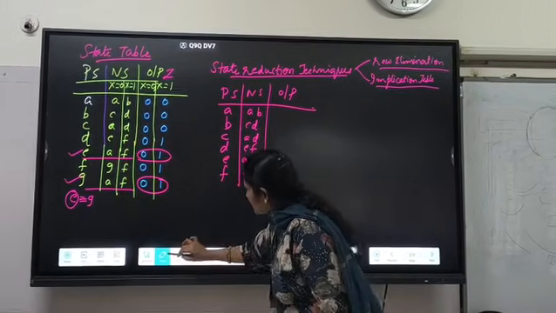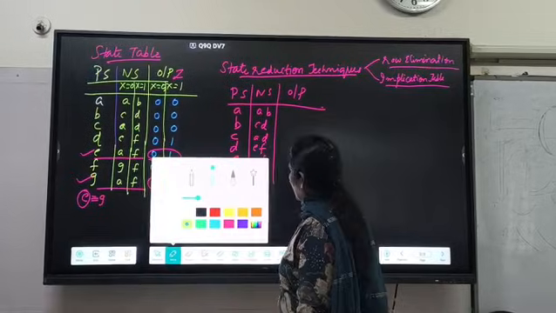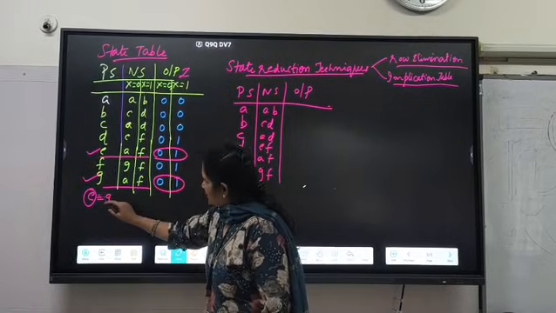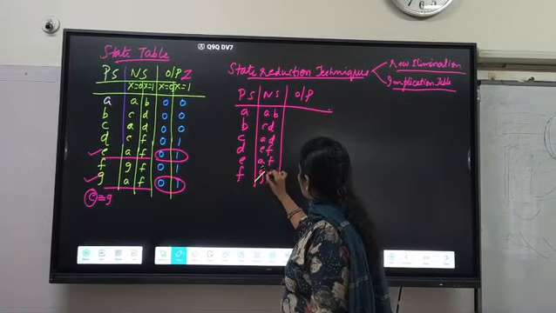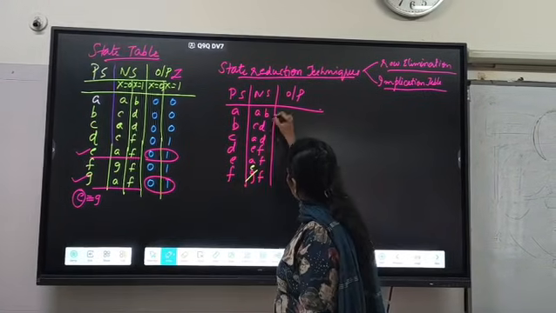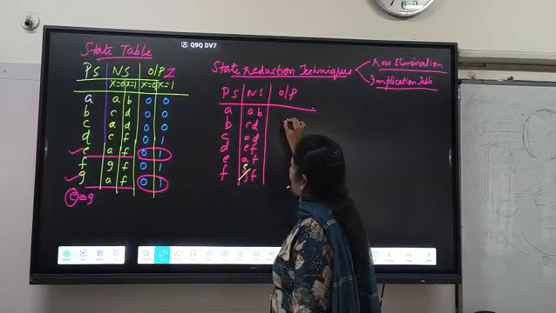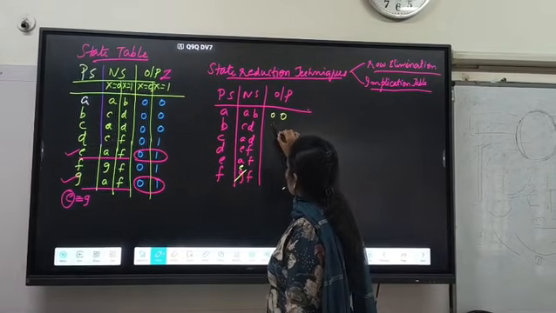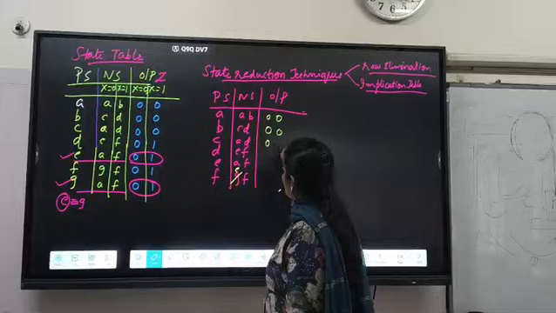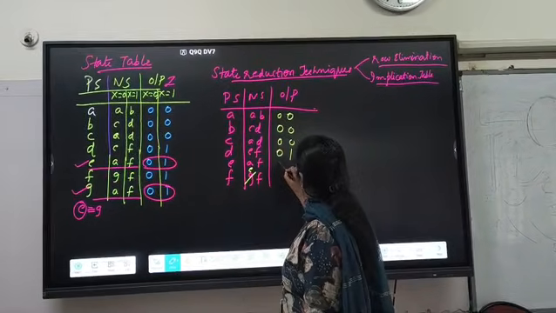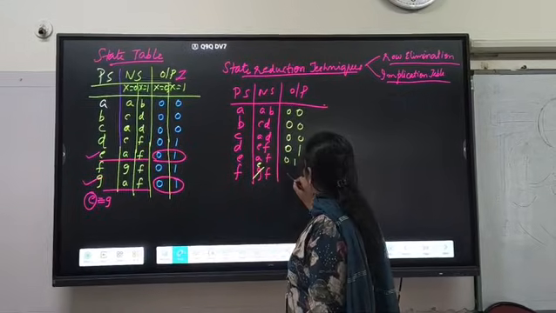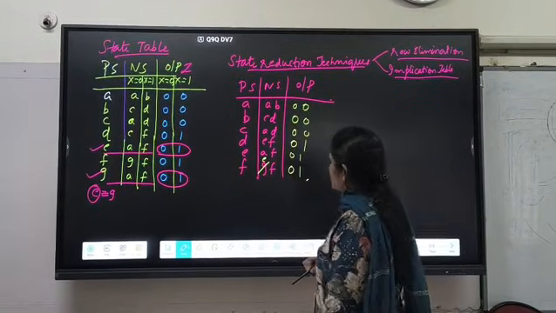Now I told you that wherever I have the occurrence of G, I will replace it with E. So here I will replace this with E. Anywhere I have G? No. Output remains the same: 0, 0, 0, 0. For C also 0, 0. Here 0, 1. E 0, 1 and F also 0, 1.